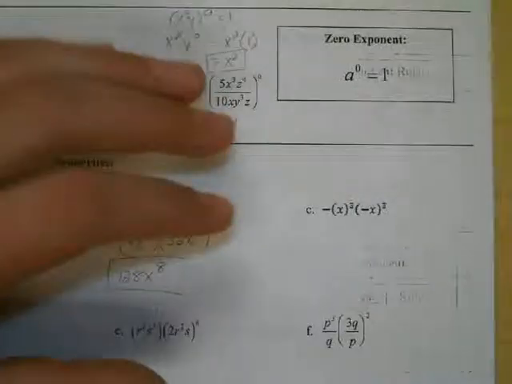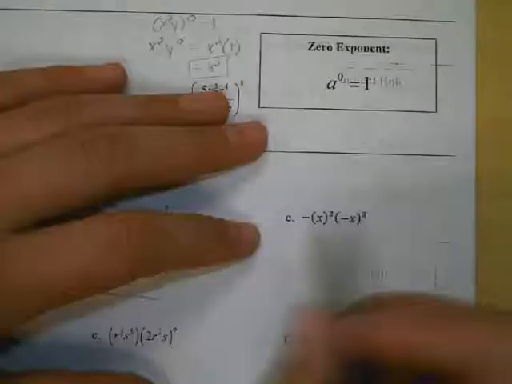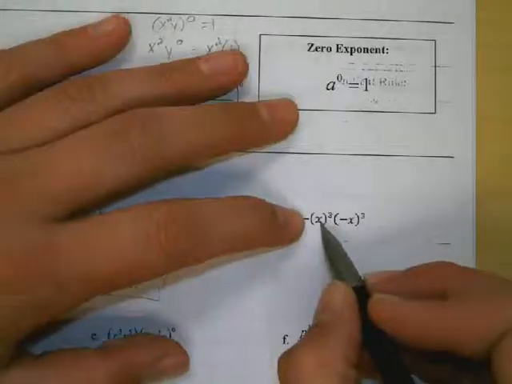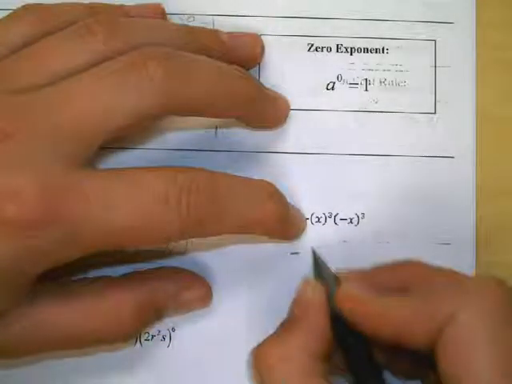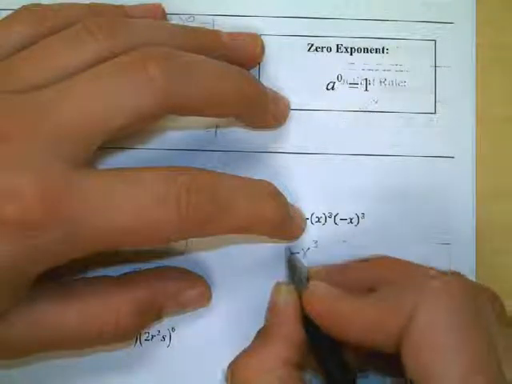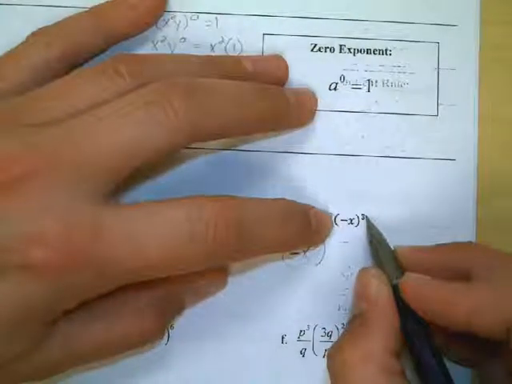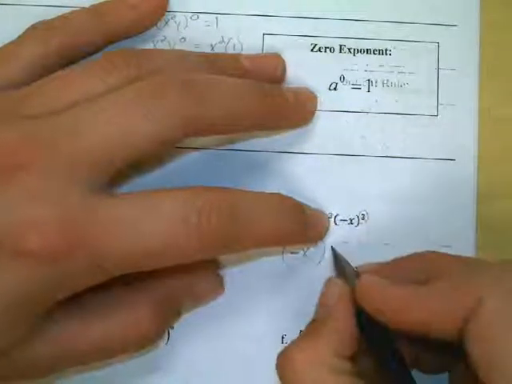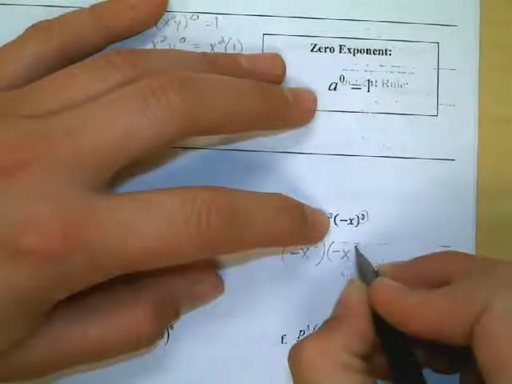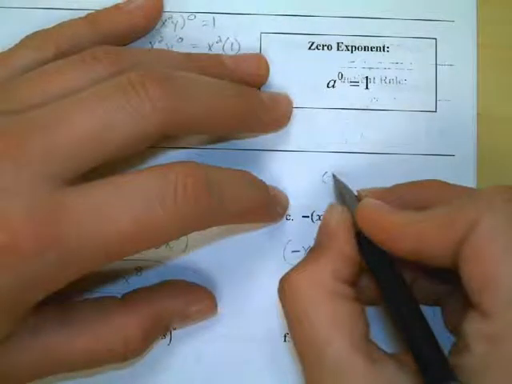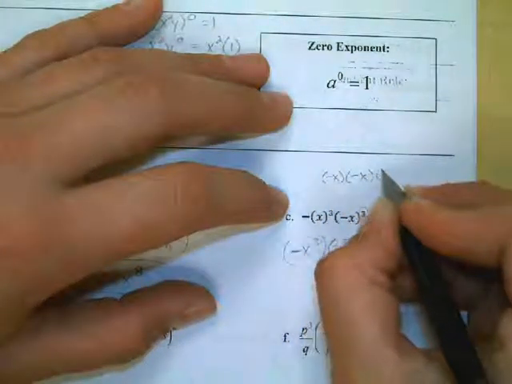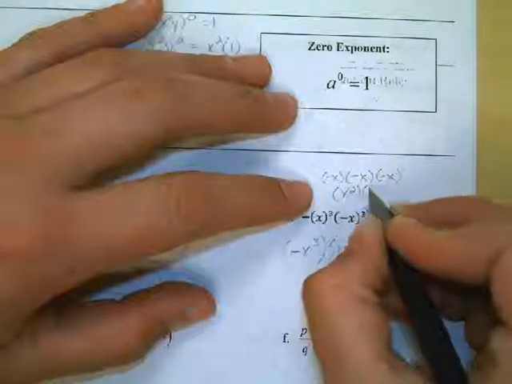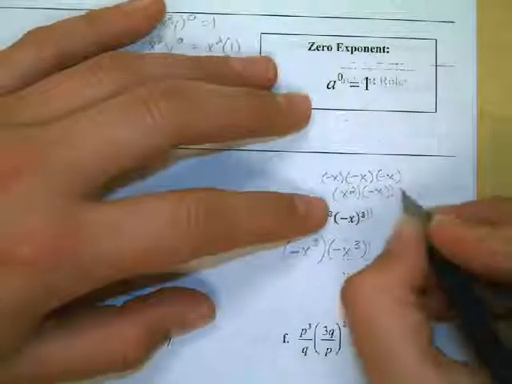So now, this you just have to be careful with your negatives. This one right here, the 3 only applies to the x. So the negative's out front, and I get an x cubed. Here I get negative x to the 3rd power. Well, since this is odd, it's going to remain a negative. Okay? If you need to, do it up here. That would be negative x times negative x times negative x. Well, 2 of them together makes positive x squared. But then I have another negative x, which makes it negative x cubed.